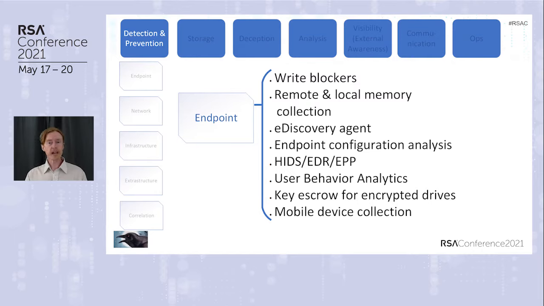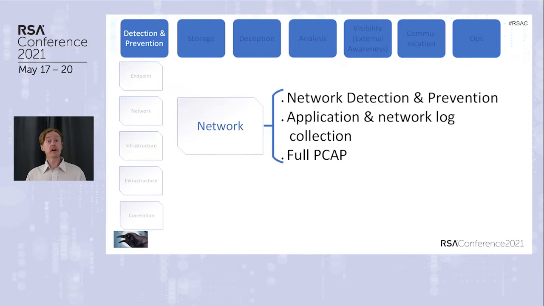I might have a user behavior analytics tool. I need to be able to collect from my mobile devices. If I'm dealing with encrypted platforms, I probably need some way to escrow the keys in advance of using encryption keys on those endpoints in order to be able to read the data if I do a full device collection from that host that I'm trying to investigate. Similarly, on all my network assets, I tend to have some sort of network instrumentation with a network intrusion detection and a network intrusion protection tool.